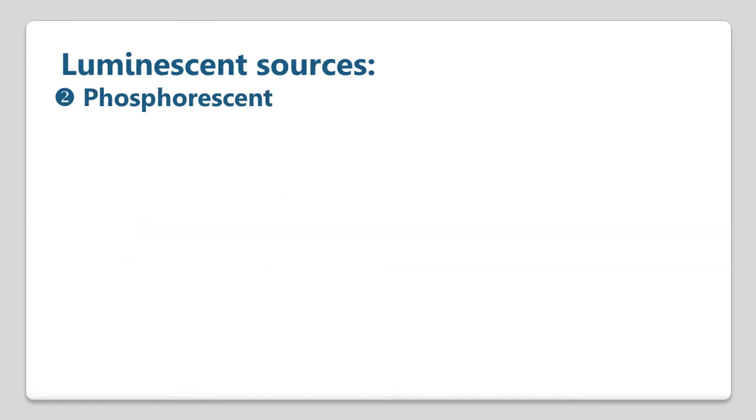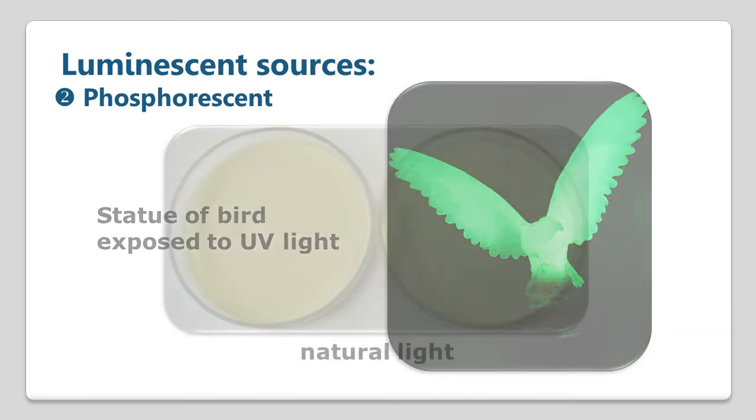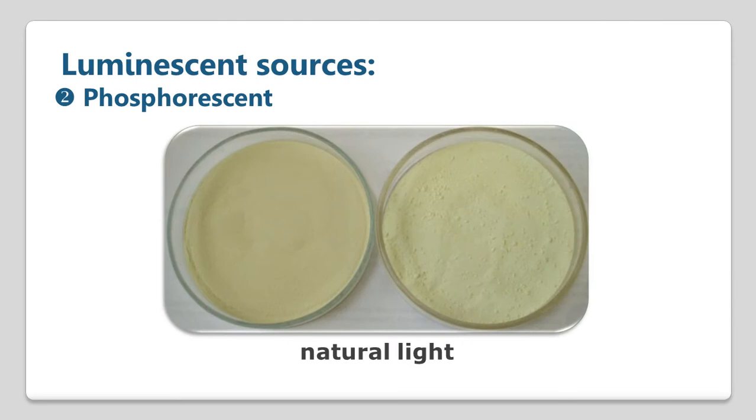Now let's talk about phosphorescent light sources. Here is a phosphorescent statue of a bird. Right away, you've probably noticed that this looks remarkably similar to the scorpion that we just looked at in fluorescence. And it is, in that the material absorbs UV light and emits it as visible light. In fact, looking at this picture, you wouldn't be able to tell if it was fluorescent or phosphorescent. So how can we tell the difference?